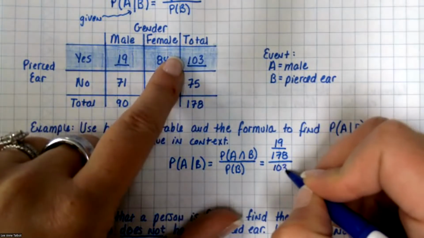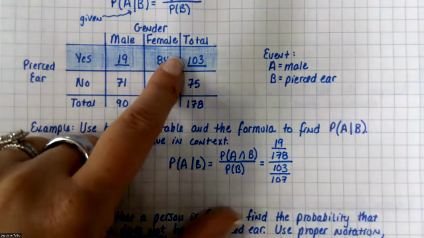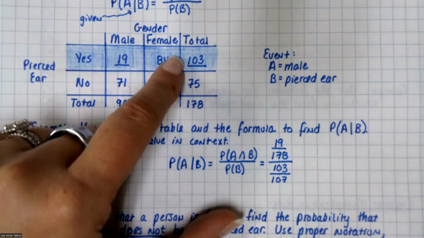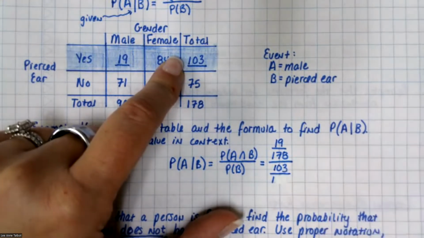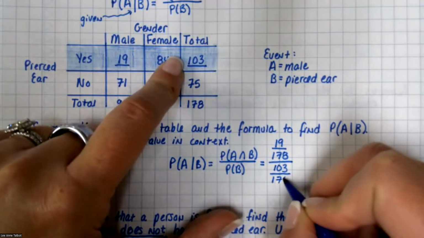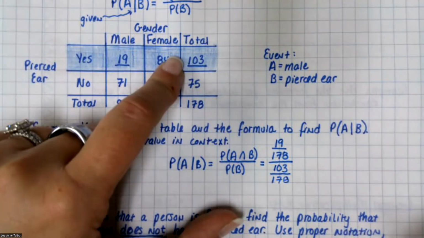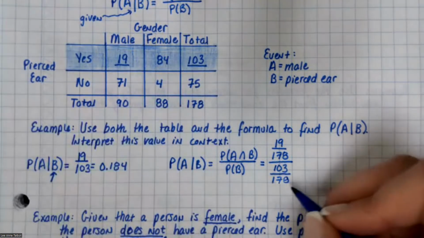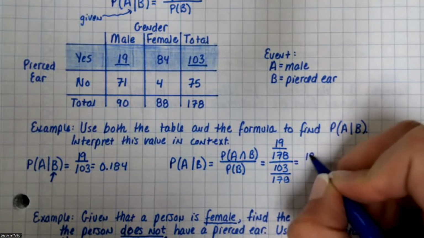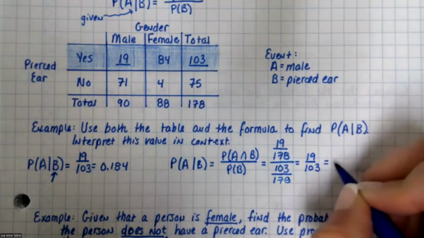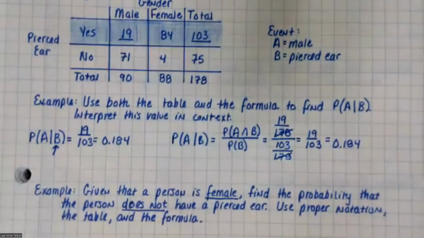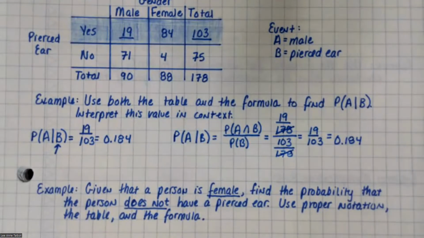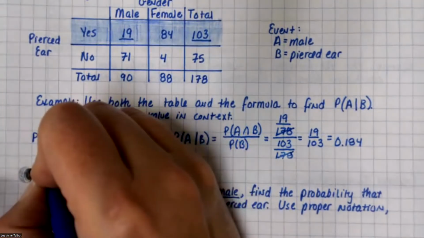So 103 over 178. Just wrote that wrong. And then, yeah, the denominators just cancel and you get 19 over 103, which is 0.184. Okay, we're going to interpret in context.